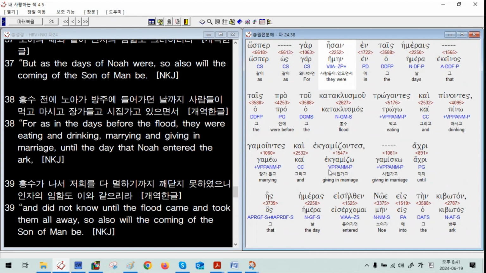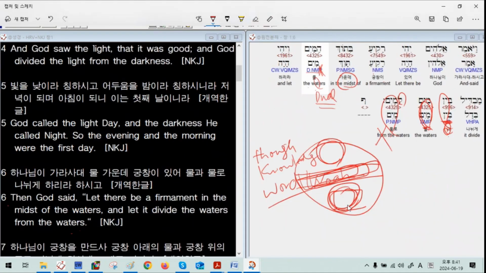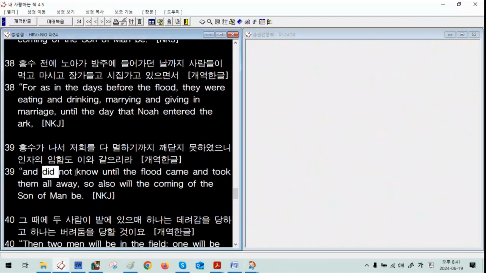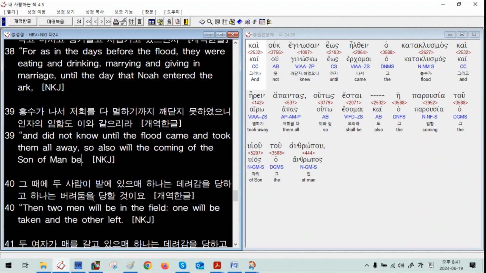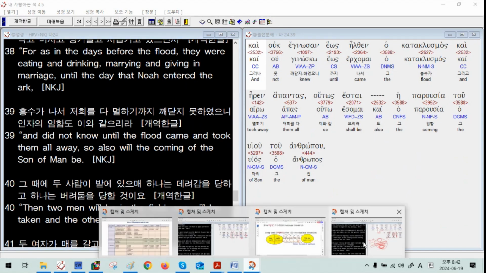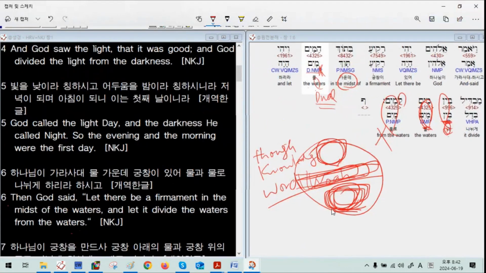Until that time, those people who are water below, they are nothing but to be destroyed, that's why. So they did not know until the flood came and took them all away. So also will the coming of the Son of Man be, right? That's why two men will be in the field. Field is the word, based upon Matthew chapter 13. So one man will be taken, the other left, right? Whoever drinks the water above, whoever drinks the water below, because Noah is the firmament who shows God's handiwork.